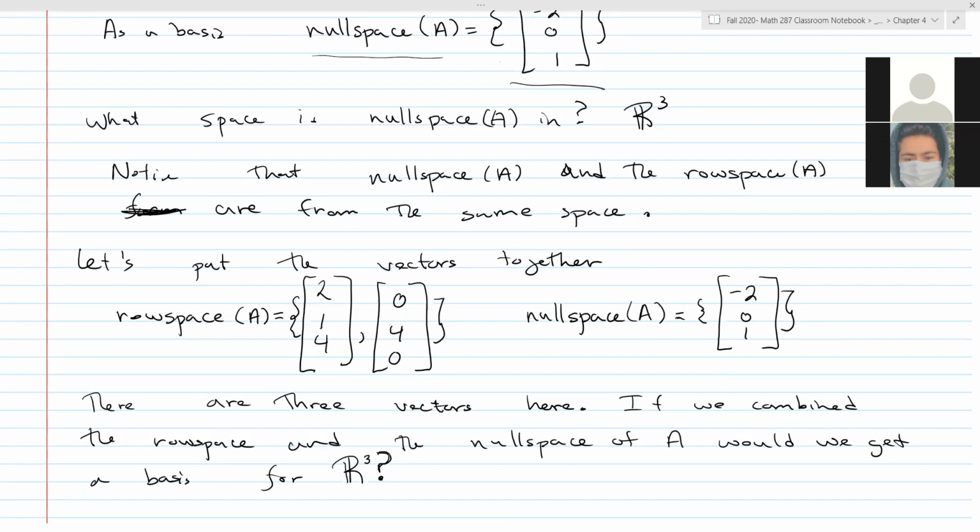One, to possibly span R3. Two, to be linearly independent. There's not too many vectors, which would mean we would not have linear independence, and there's not too few vectors, which would mean we would not span. So it's possible. We got 3 vectors in R3. So how will I check to see if these 3 vectors are in fact a basis?